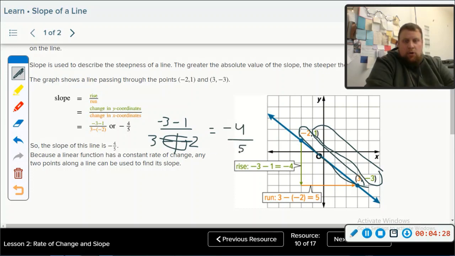So what is my slope? My slope is negative 4/5. That tells me I should be able to go down 4 and over 5. Let's try it. Down 1, 2, 3, 4, and over 1, 2, 3, 4, 5. Keep in mind, when you have negatives, that means you go down instead of up, but you always go to the right for the run. Okay? Awesome.